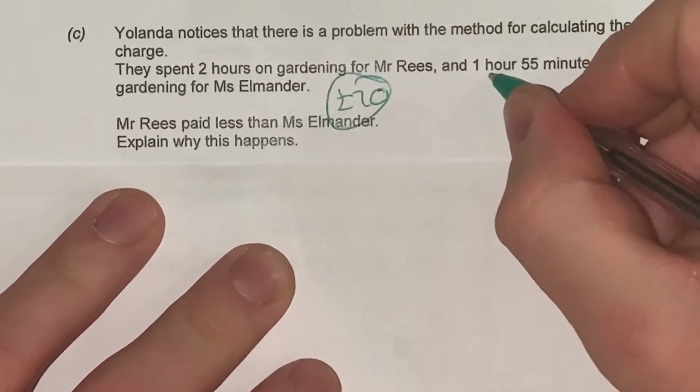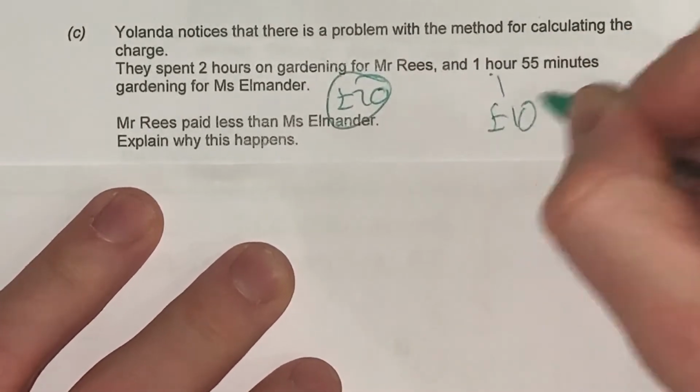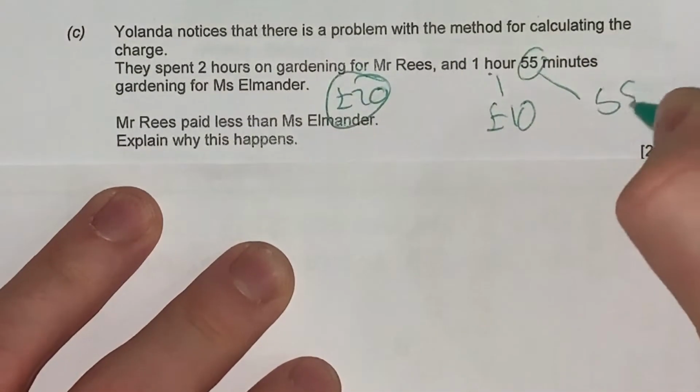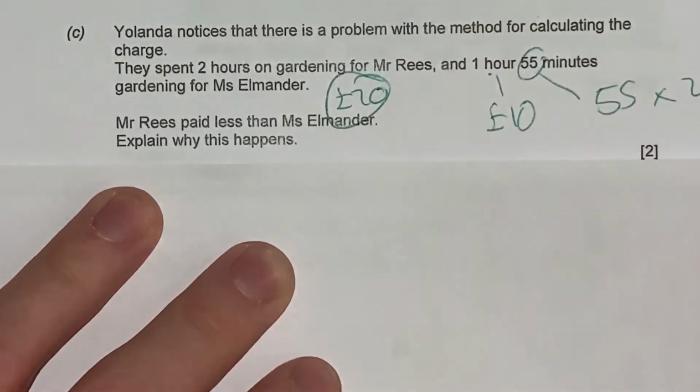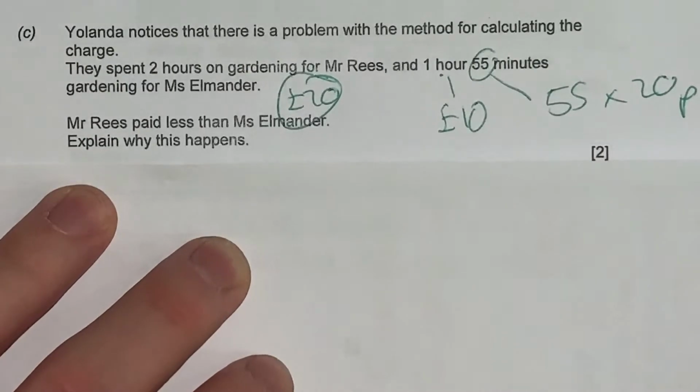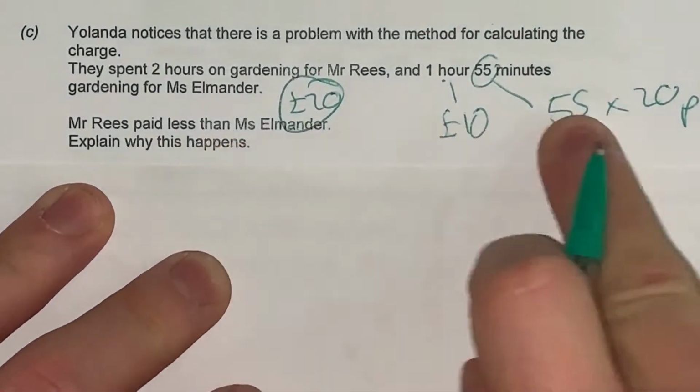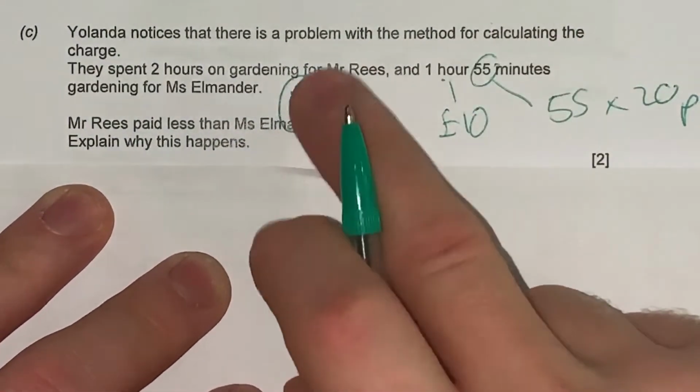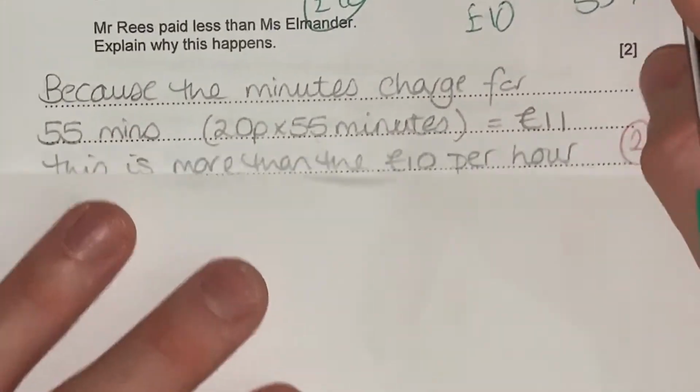This one's a bit trickier to work out because it's the £10 for the full hour and then 55 minutes times the 20 pence. So we actually need to work out that, and it's probably going to add up to something bigger than the £20. So let's have a look.